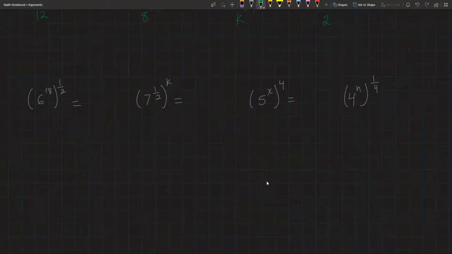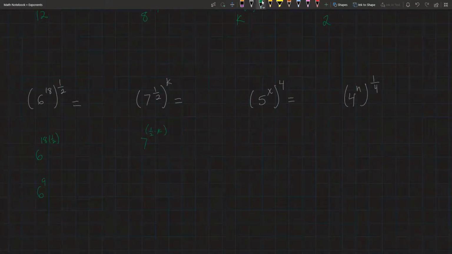Then therefore this one becomes what? 6 to the 18 times 1/2. Now that one looks a little bit weird, so I am going to simplify it. Let's write it down here actually. 18 times 1/2 is 6 to the 9th. That one just looks a little better that way. And this one will become 7 to the 1/2 times k.